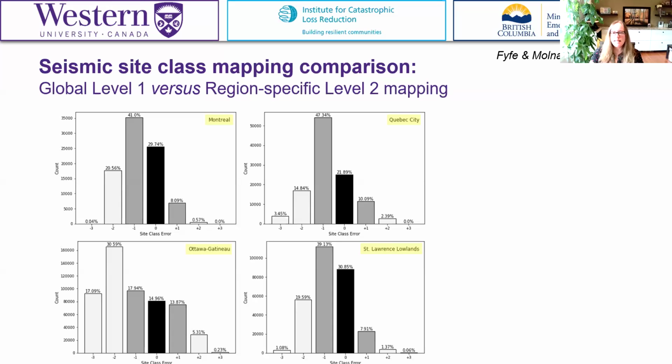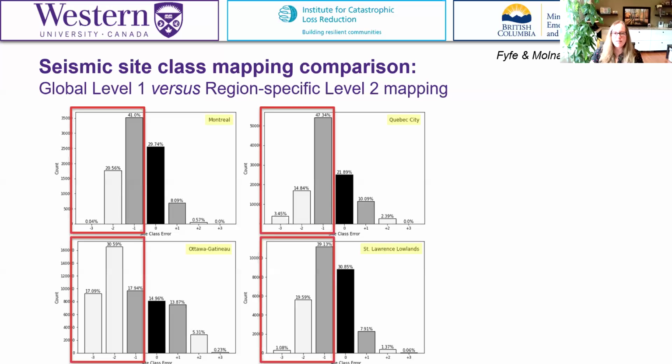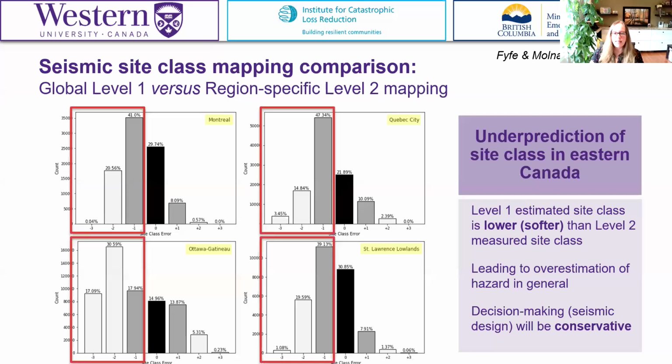But as we see in Eastern Canada, we see a shift towards the fact that this topography estimate is going to predict lower or softer ground conditions than what we actually measure in Eastern Canada. And if we propagate that to level 3, or trying to predict what the seismic shaking would be, in general we would overestimate the seismic shaking based on that topography estimate. And so our seismic design would be too conservative. We would be overbuilding.